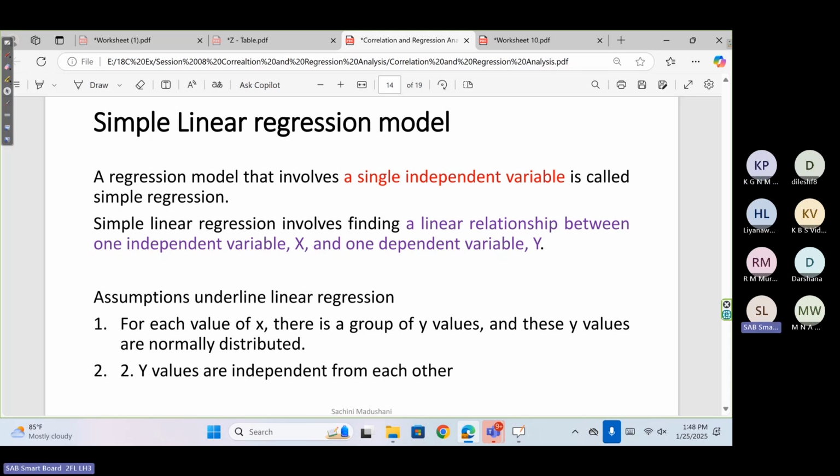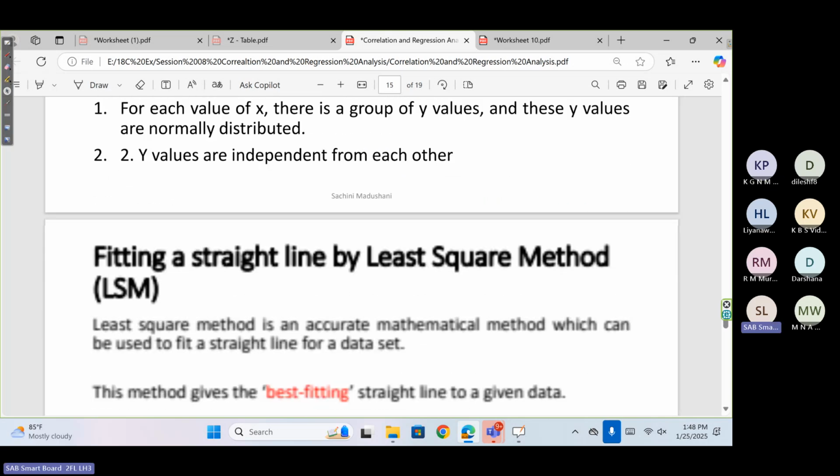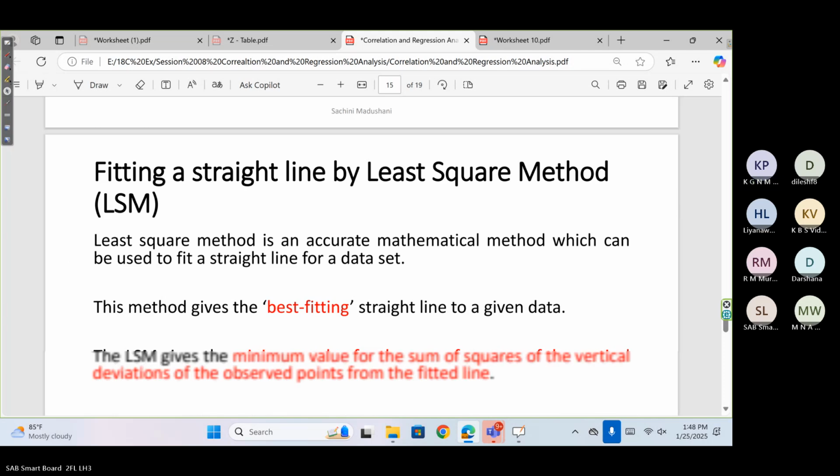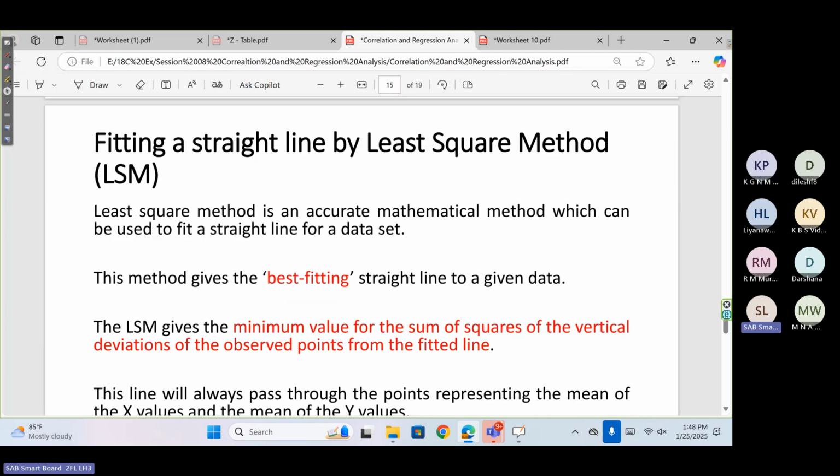Under the simple linear regression model, we take the best fitted line to the given data set. Clear? Then it is defined in here. That method we call the least square method. We take the best fitting straight line to the given data set.